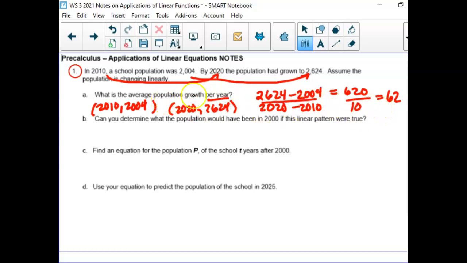All right, what is the average population per year? We should probably label that students per year. I don't have a lot of room. I'm just going to leave it.